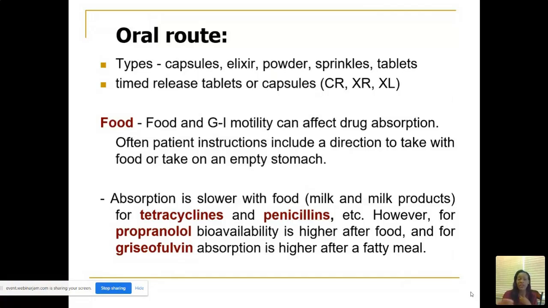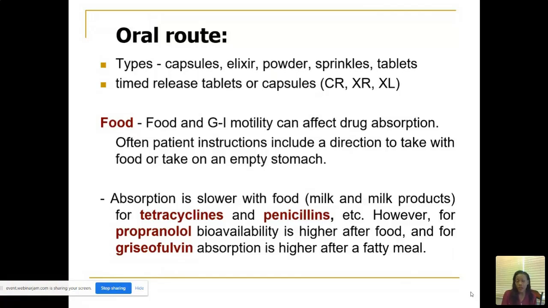As a matter of fact, sometimes based on your signs and symptoms, we'll tell you to take this with food to decrease some GI effects. So it depends on how the drug is made, the type of drug, okay? Sometimes we'll tell the client to take it with food or on an empty stomach, depending.